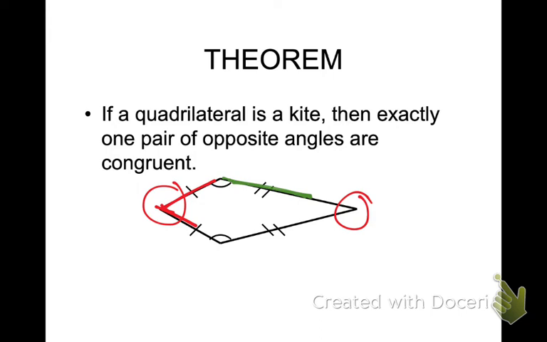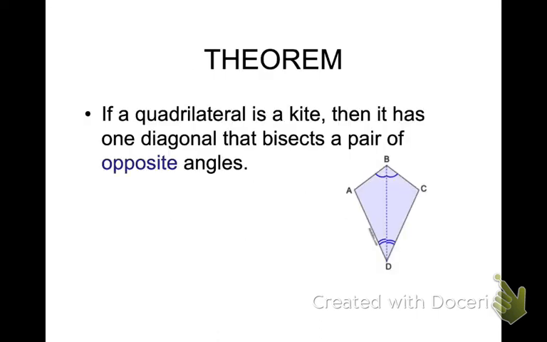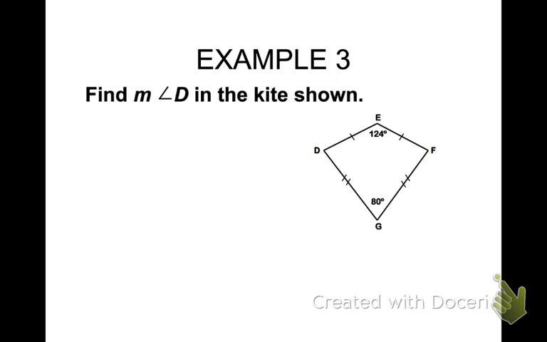We also have some other interesting things happening with kites, and I don't think I have them, oh yeah, I do have them in there. Okay, never mind. So let's move on to example 3 using one of those 2 theorems that we just discussed. Find the measure of angle D in the kite shown. So D is one of those angles that's in between the non-congruent sides. So D and F would have to be the same.